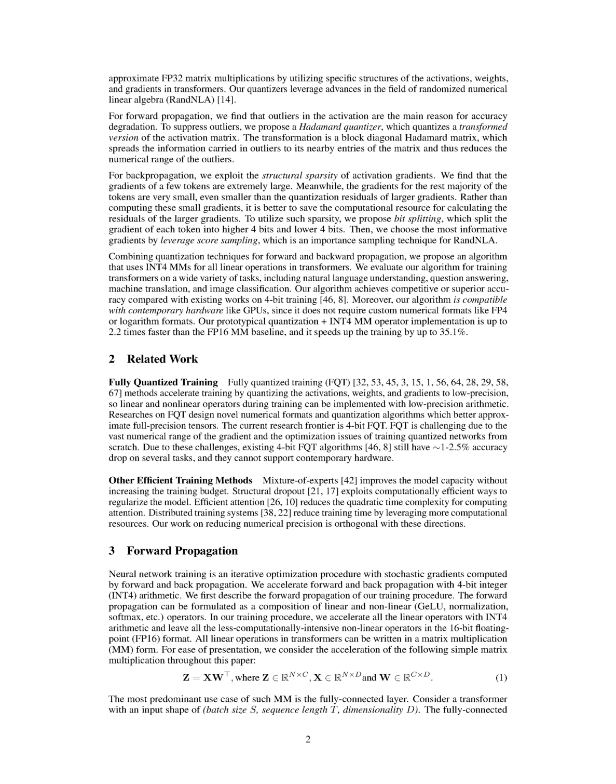Our prototype, which combines quantization and 4-bit integer matrix multiplication, performs up to 2.2 times faster than the 16-bit floating point matrix multiplication baseline, accelerating training by up to 35.1%. Section Summary. The paper discusses the challenges of training neural networks with low-precision arithmetic, specifically at the 4-bit level. The authors propose a novel int4 training algorithm for transformers that utilizes flexible quantizers and exploits the structural sparsity of activation gradients. The algorithm achieves competitive or superior accuracy compared to existing works on 4-bit training and is compatible with contemporary hardware like GPUs.